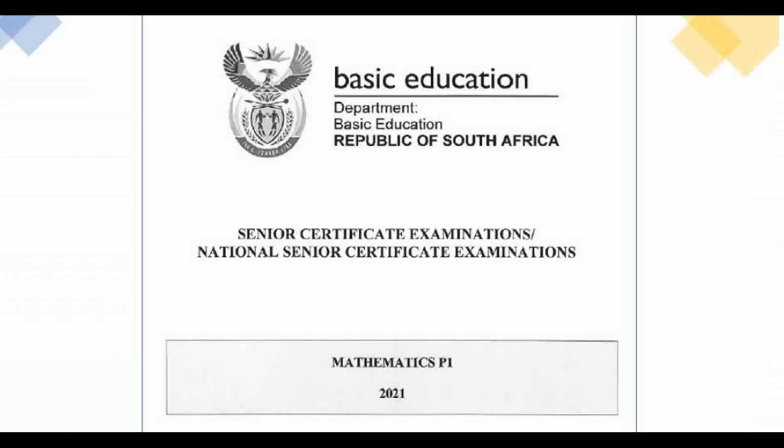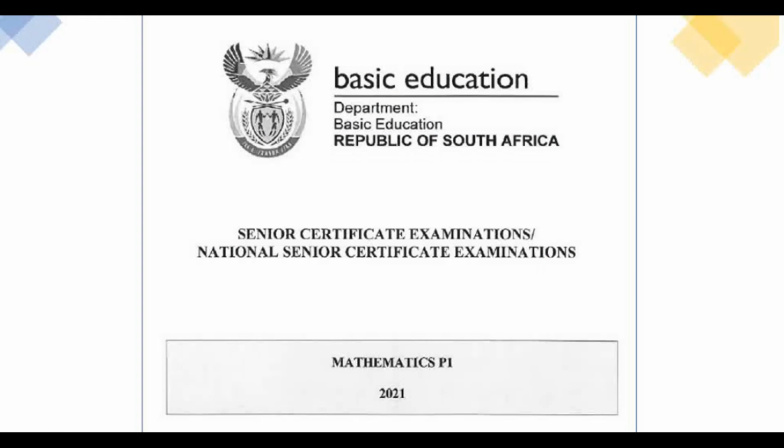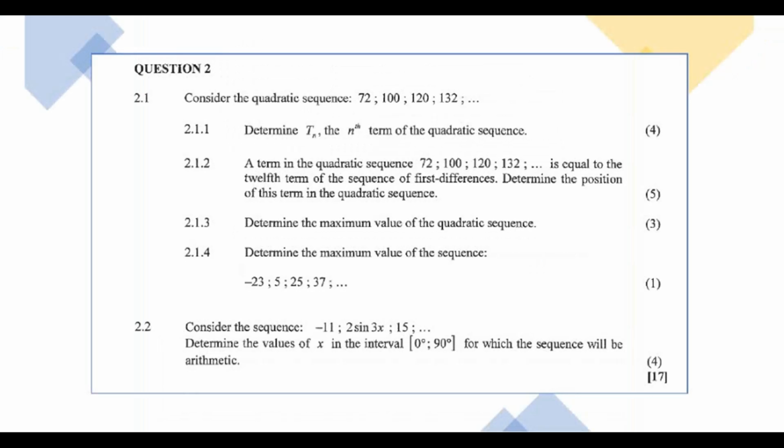On today's video tutorial, we are going to be going through the grade 12 mathematics paper 1 that was written in June 2021. On this video tutorial, we are going to be focusing on question 2 of this past paper, and question 2 deals with the quadratic sequence.